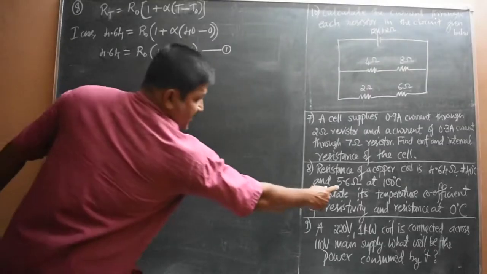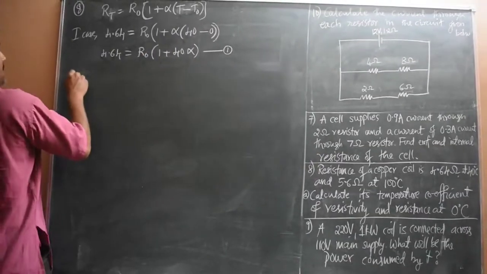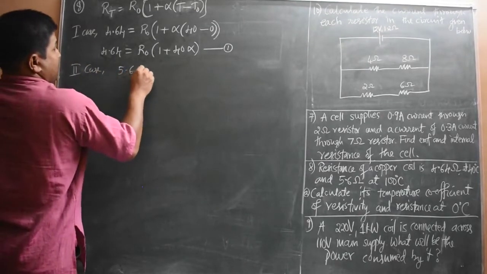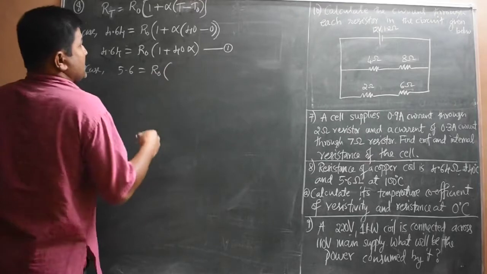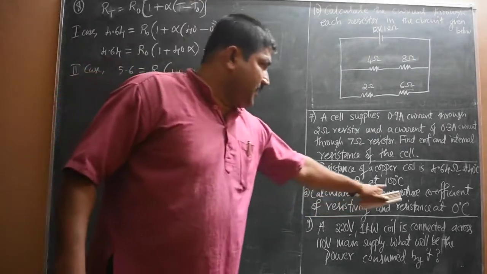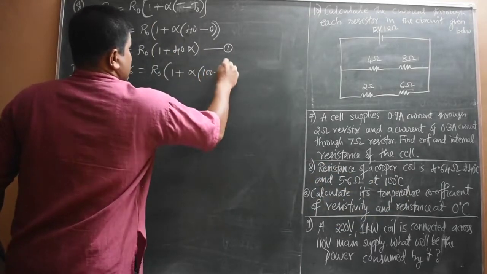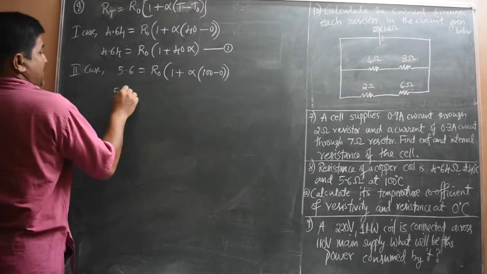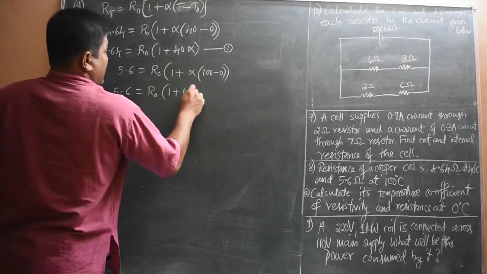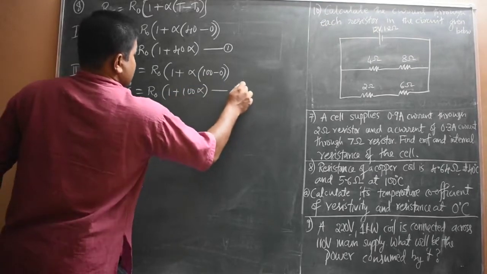Now the second situation: the coil resistance is 5.6 ohm. In the second case, resistance is 5.6, and R naught we don't know, we have to find out. 1 plus alpha into the temperature, which is 100. So 100 minus 0. Simplification: 5.6 equal to R naught times 1 plus 100 alpha. Okay, so this is the second case.